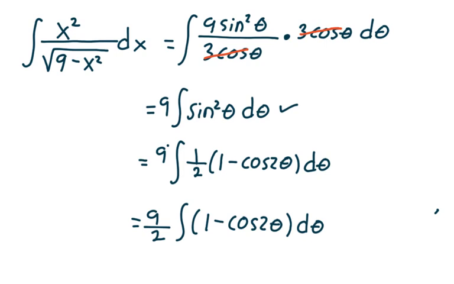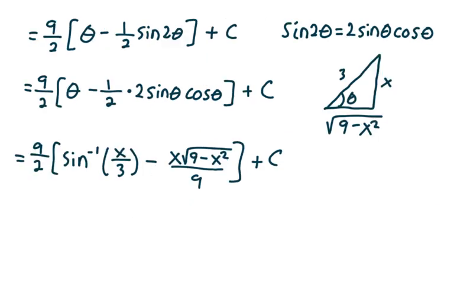Which is 9 times the integral of 1/2 times 1 minus cosine 2 theta d theta. I'm going to pull the 1/2 out in front as well. And so this is 9/2 the integral of 1 minus cosine 2 theta d theta, which I can do. It's much simpler than our original integral. So this is 9/2 times the quantity theta minus 1/2 sine of 2 theta plus c.